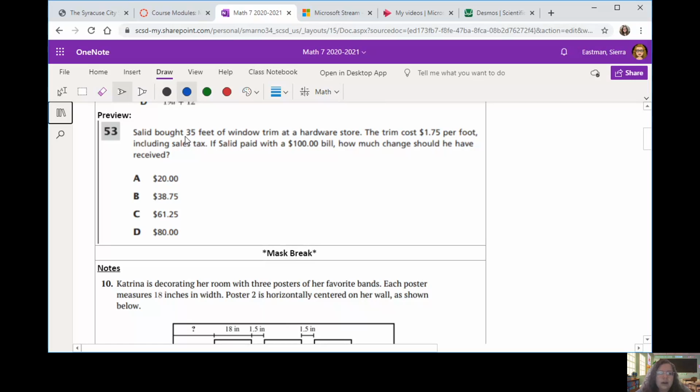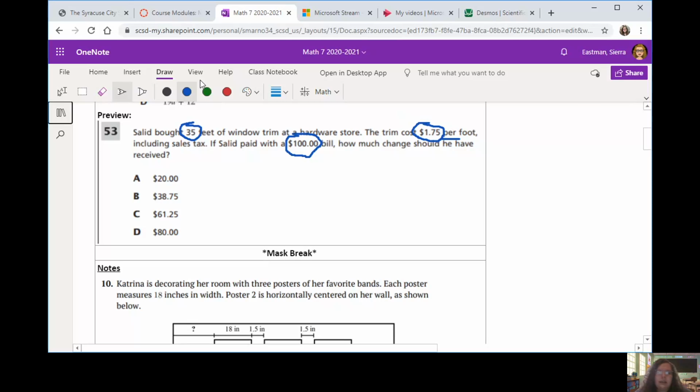If he bought 35 feet, I'm going to go ahead and circle that number, of window trim at a hardware store, and each foot, right? We know the word per means that we are multiplying by each foot. And then our total cost was $100. Those are our three key parts here.